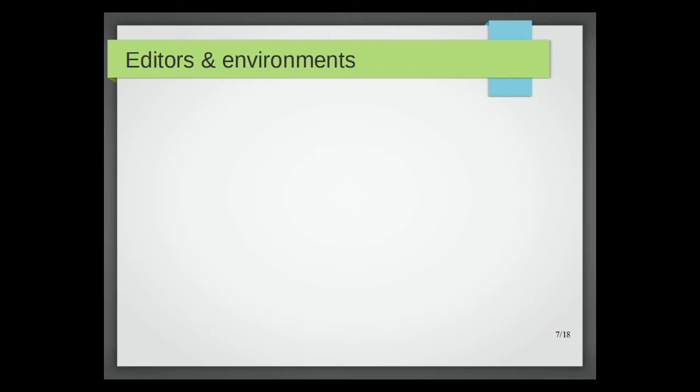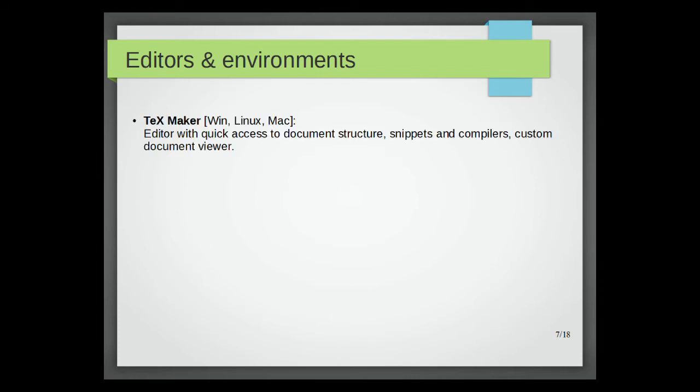While one can use a general-purpose text editor to work with LaTeX, there are a lot of other editors and environments that allow a better experience. Here are the most common. The first one is TeXmaker, which is a cross-platform editor written in Qt, and it allows quick access to the document structure. It also has access to code snippets and the different compilers, and it also has an embedded document viewer. There is also TeXworks, which again is a cross-platform product, which is a very simple editor and viewer with not much automation available, but it is scriptable.